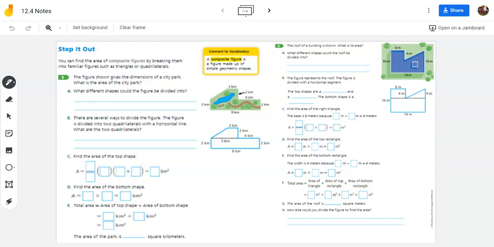This is Module 12, Lesson 4, Find Area of Composite Figures. This can be found on page 401, and we're going to start it out with Step It Out.